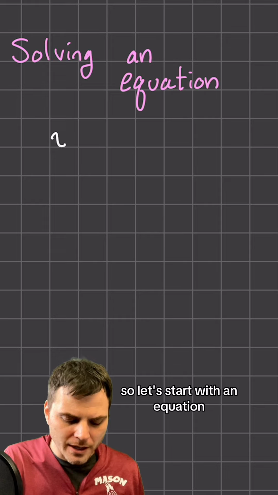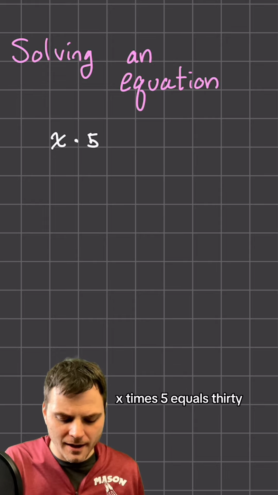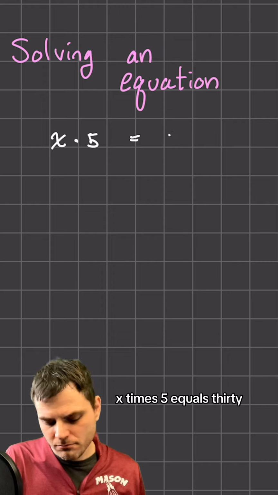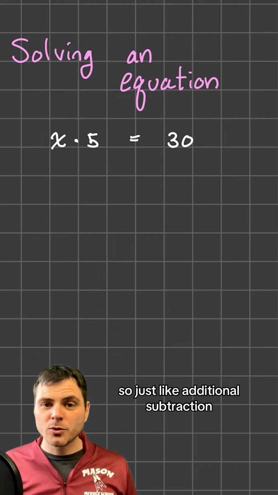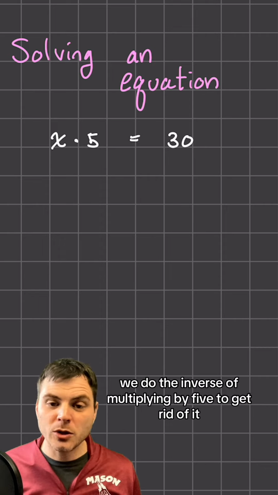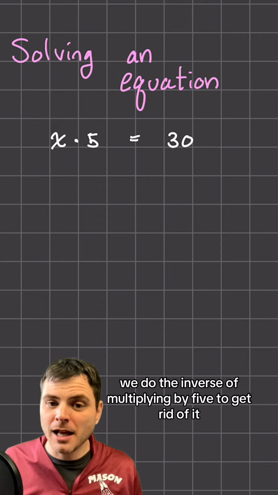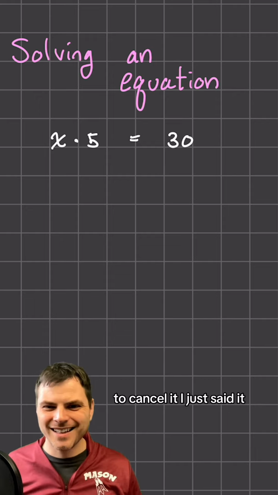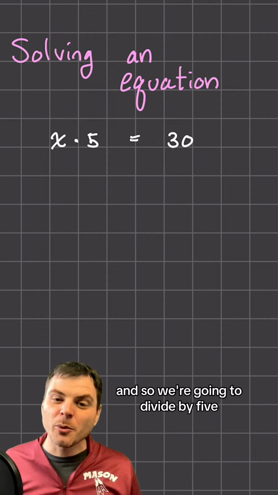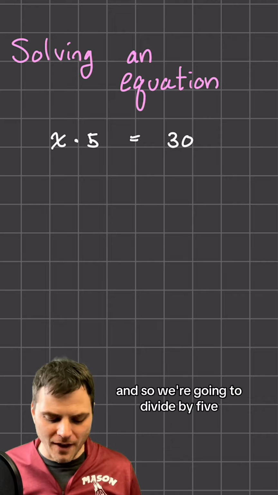So let's start with an equation. X times 5 equals 30. So just like addition or subtraction, we do the inverse of multiplying by 5 to get rid of it, to cancel it. I just said it. And so we're going to divide by 5.